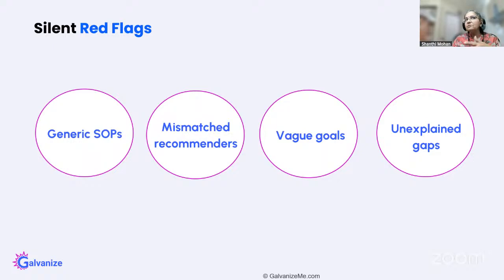And having vague goals. Yeah, 5 years down the lane, I see myself as a CFO of a multi-billion dollar company. So where do I show the path for it? That's very important. And if there is a gap and you're not addressing it, that is also a problem. Always address the gaps in your application so that people know that you are very transparent and reliable and there is integrity in your application.